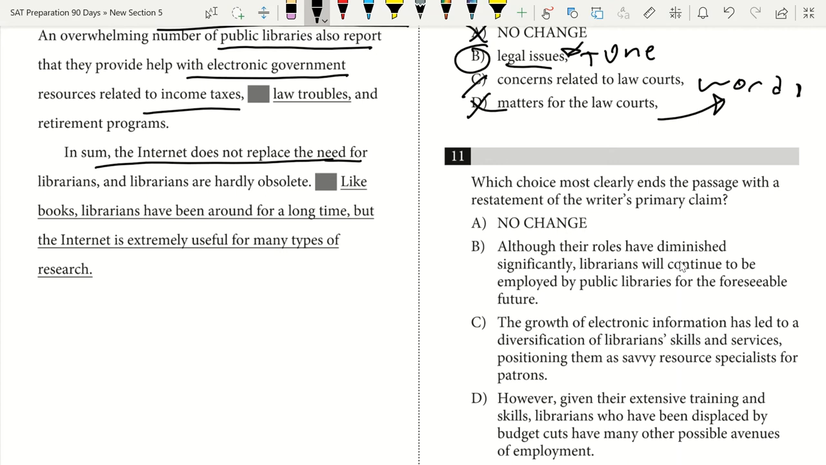They're not useless, they are important still. So we have, in sum, the internet does not replace the need for librarians. Librarians are hardly obsolete. So we're going to look for an answer here that really talks about them playing a crucial role even in this modern age. So let's look at option A, and we'll just go down A through D.